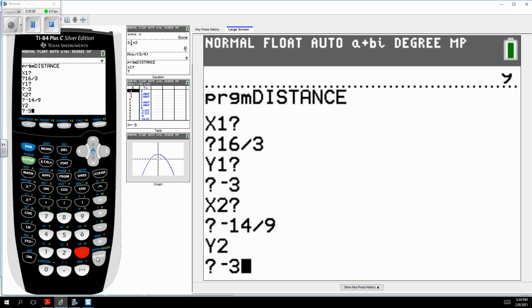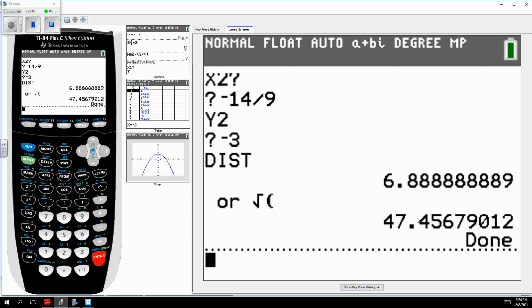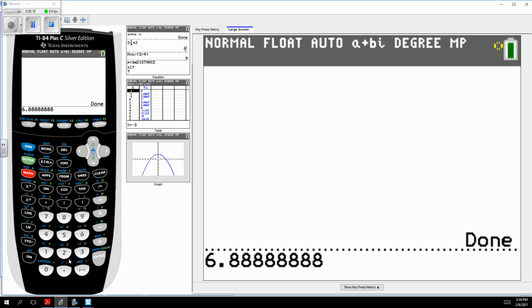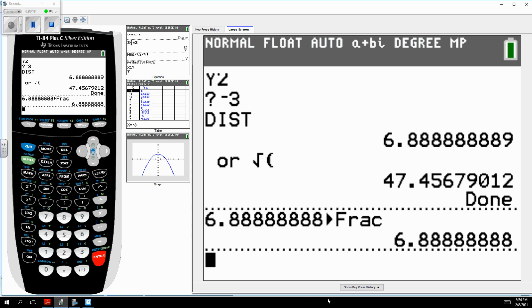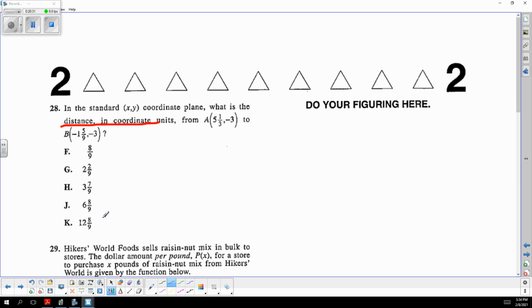And it's going to give you the distance of 6.888888, and just take that and try Mathfrac to see if it will. Otherwise, you have to work it out. It's not doing it, but it's 6 and 8 ninths. It's the only answer with 6 in it. So the choice would be J there. We won't have to do too much. Okay.